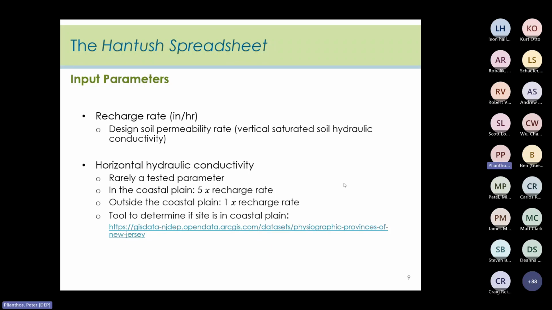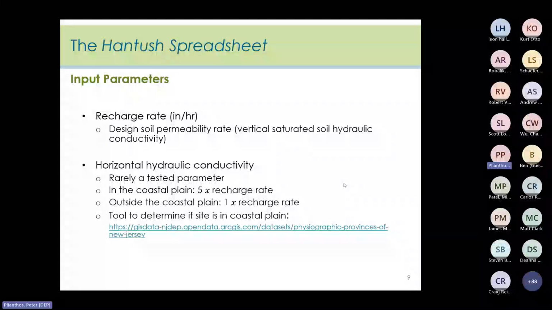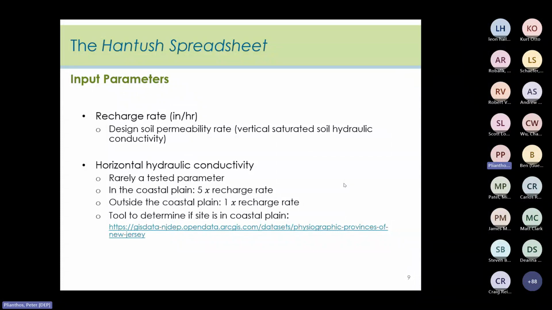The first input parameter is the recharge rate. In the spreadsheet, you must use the design value for the vertical saturated soil hydraulic conductivity, which is 1/2 of the tested value of the vertical saturated soil hydraulic conductivity from soil testing performed in accordance with Chapter 12 of the BMP manual. The second input is the horizontal hydraulic conductivity, which is rarely tested on the scale of a single site just for the purpose of conducting a groundwater mounding analysis.